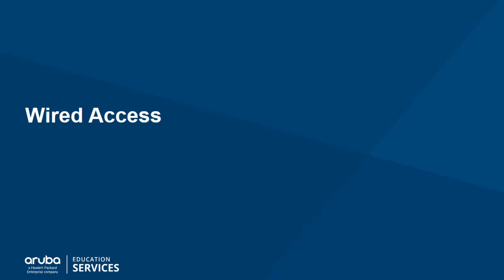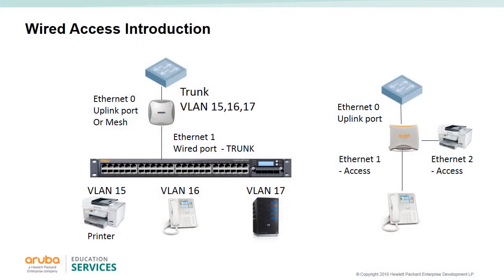Wired access. You can configure the wired Ethernet ports on IAPs as access ports or as a trunk with native VLANs and allowed VLAN settings. You will need to specify those VLANs in the uplink switch. An IAP with multiple ports can have per port configuration.